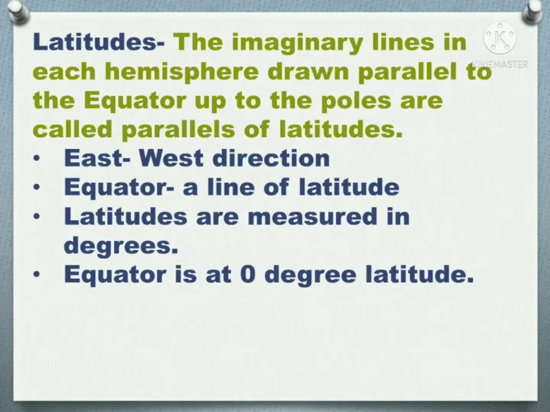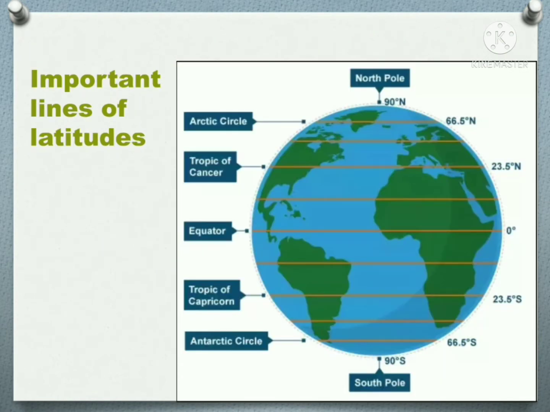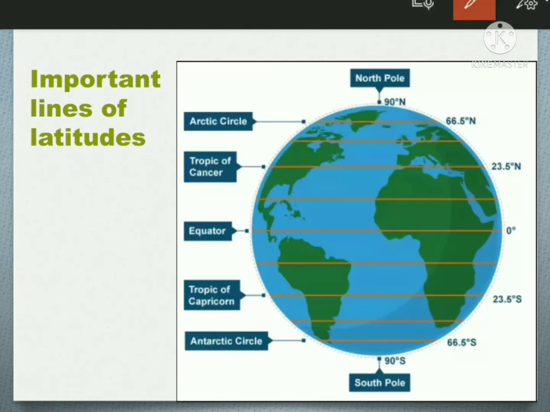Latitudes. The imaginary lines in each hemisphere which are drawn parallel to the equator up to the poles, and these lines are known as parallels of latitudes. Let us understand this with the help of the diagram. So this is the diagram and this is the line of equator which is at 0 degree. All the lines which are above and below the equator, they are known as the parallels of latitudes.